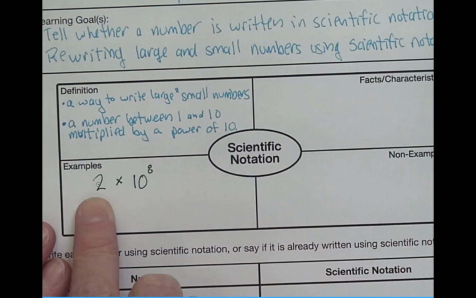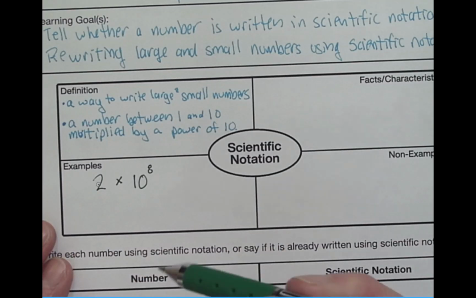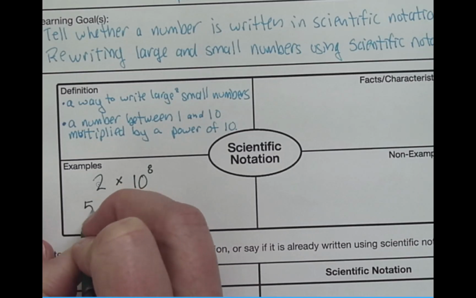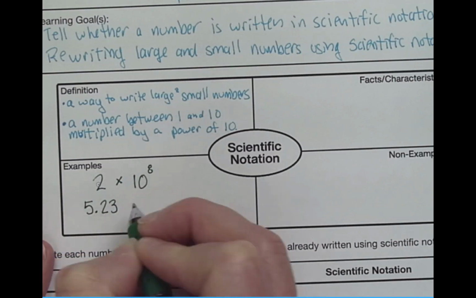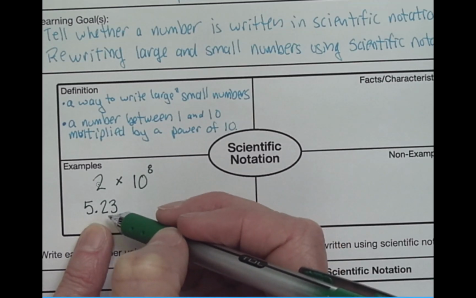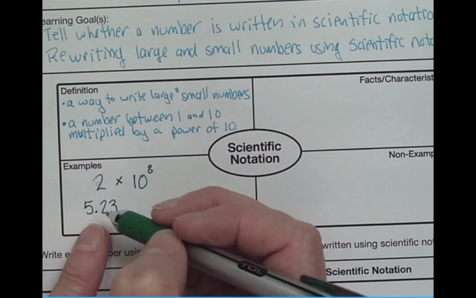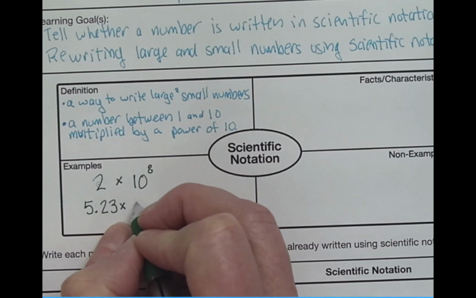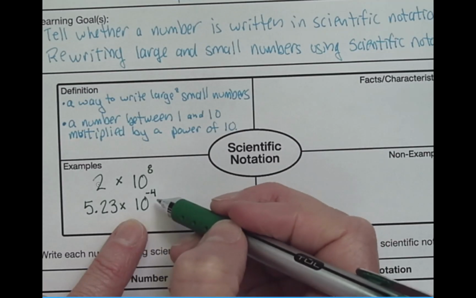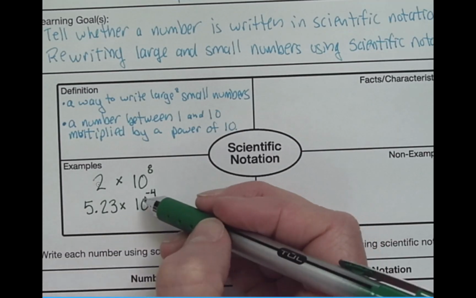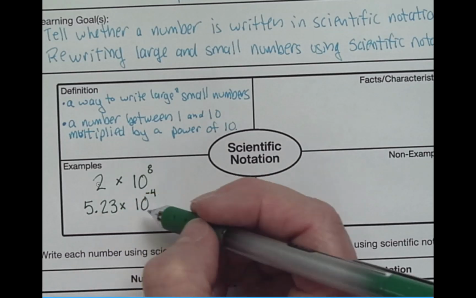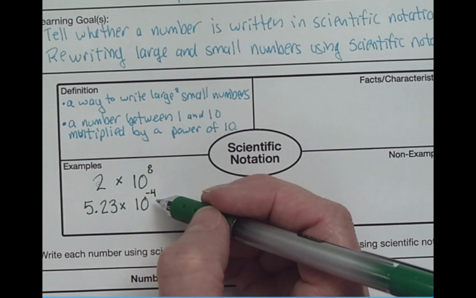Now, that's a pretty straightforward number, but it doesn't have to be just a whole number. Maybe I have something like 5.23. So that's a number between 1 and 10. It's got a decimal part to it, but it's a number between 1 and 10. And let's say we have 10 to the negative 4th power. Now remember, a negative exponent doesn't make this whole number negative. It just makes it really, really small. It makes it a fraction.